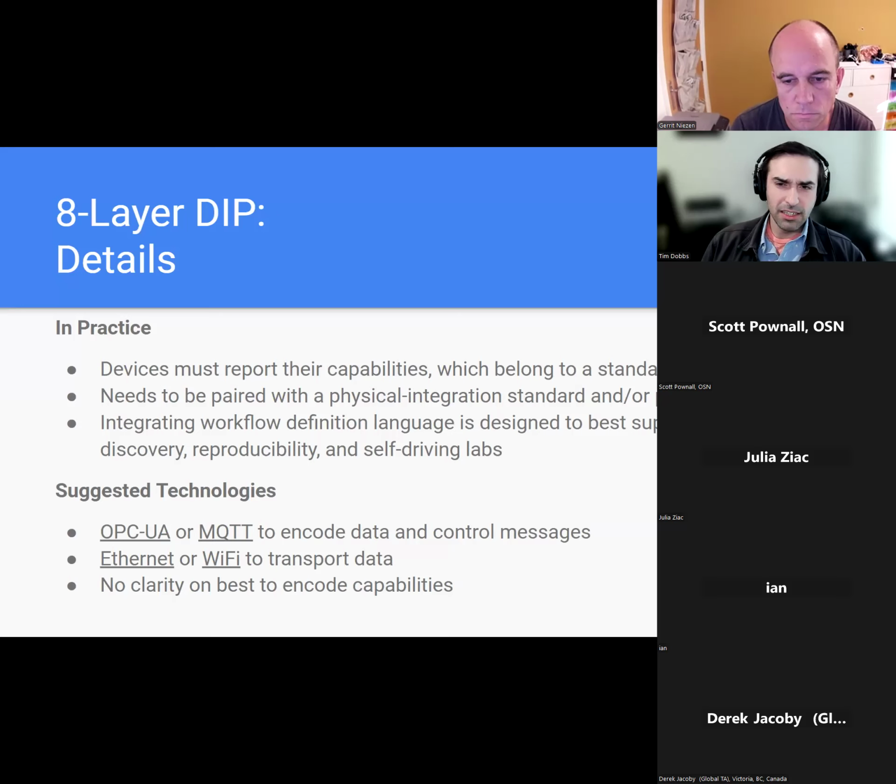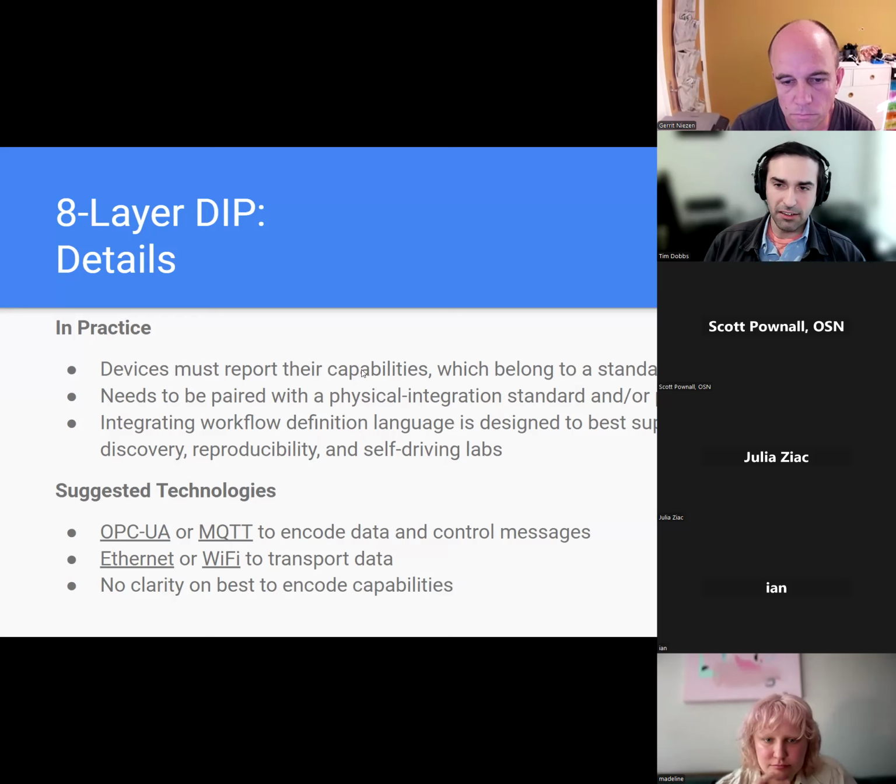I'll zip along. I can skip most of this, but my highlights here are that devices have to report their capabilities, and that has to be a standard lexicon. How much logging is too much logging, Nico? That's a great question. I think we should work that out.